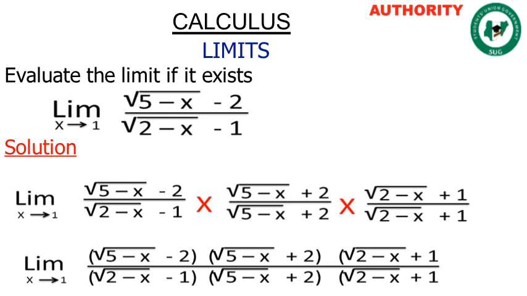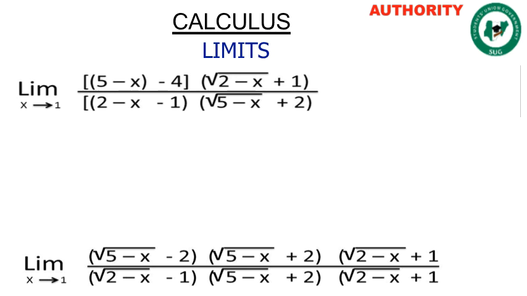Okay, this is what we have. Now let's solve the numerator. You discover that we are having the conjugate multiplied by the conjugate in our numerator. So we're going to simply have 5 minus x in bracket minus 4, for that is what we get if we multiply the conjugate times the conjugate. Now, we also have square root of 2 minus x plus 1. Then all over, in our denominator, when we have square root of 2 minus x minus 1 times square root of 2 minus x plus 1, we are going to have 2 minus x minus 1. That is 2 minus x in bracket minus 1, all in bracket. And then square root of 5 minus x plus 2.